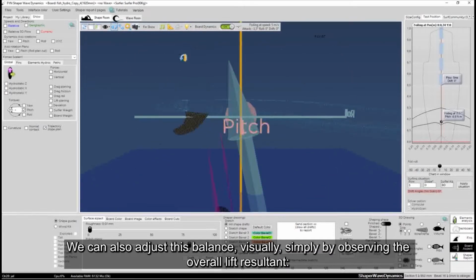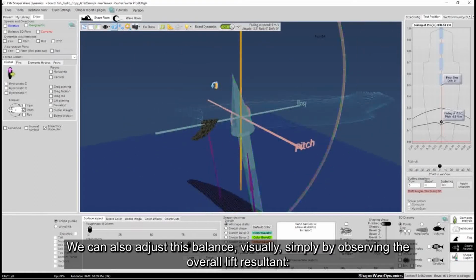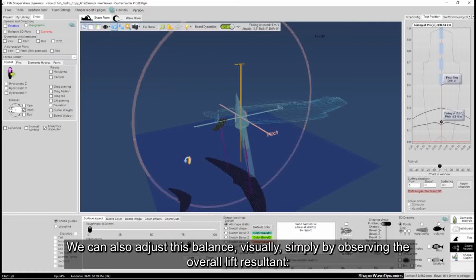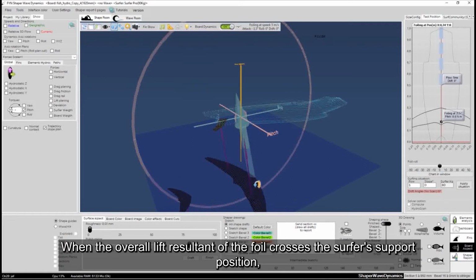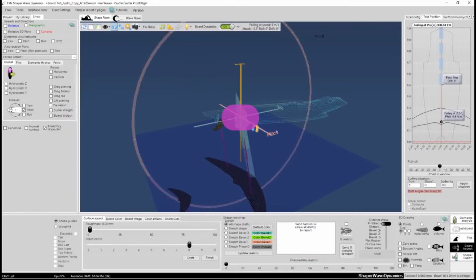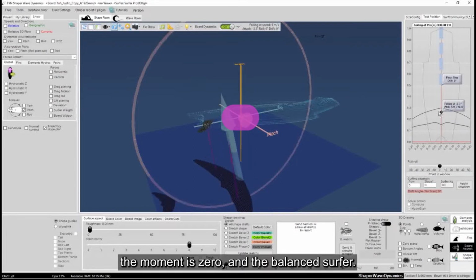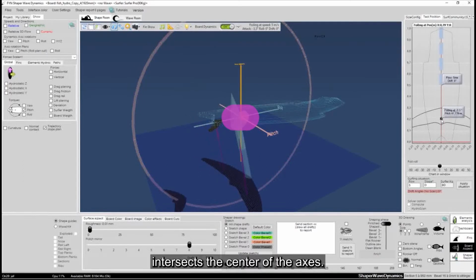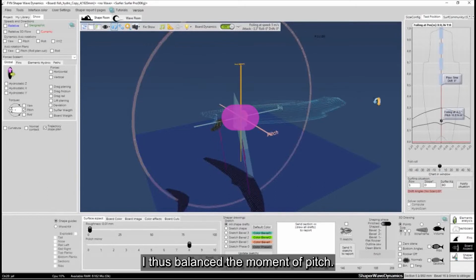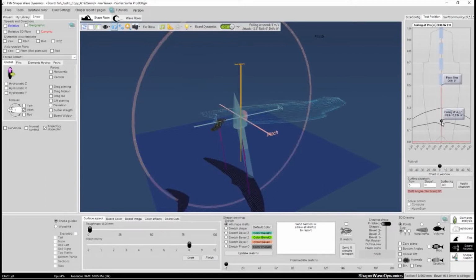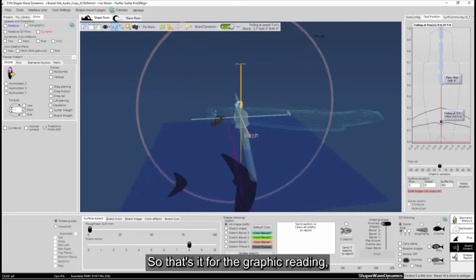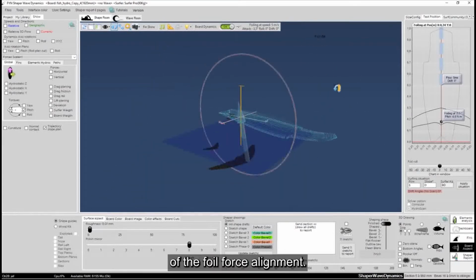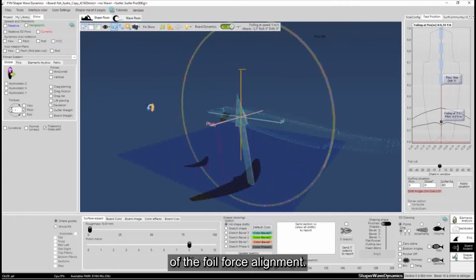We can also adjust this balance visually, simply by observing the overall lift resultant. When the overall lift resultant of the foil crosses the surfer's support position, the moment is zero, and the surfer is balanced. Here, I'm going to backtrack until the resulting vector intersects the center of the axis. I thus balanced the pitch moment. So that's it for the graphic reading of the foil force alignment.